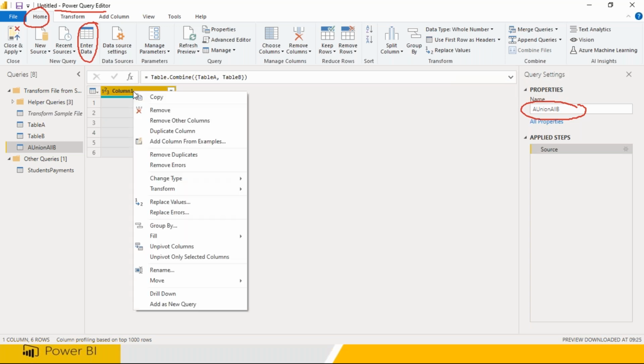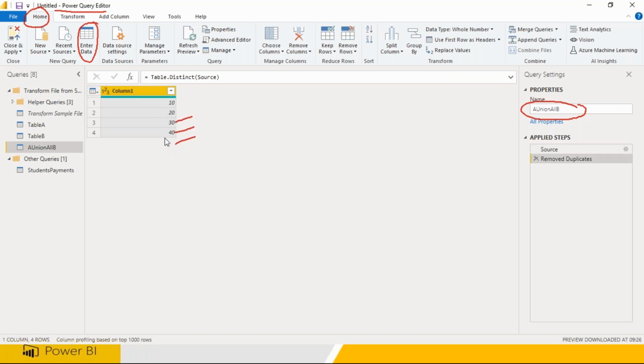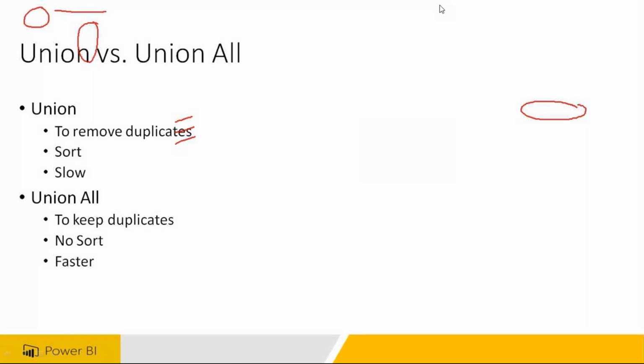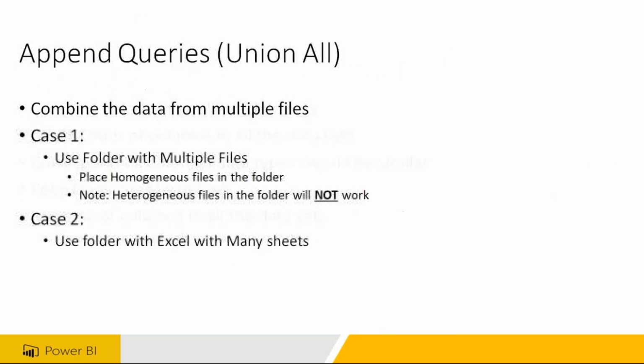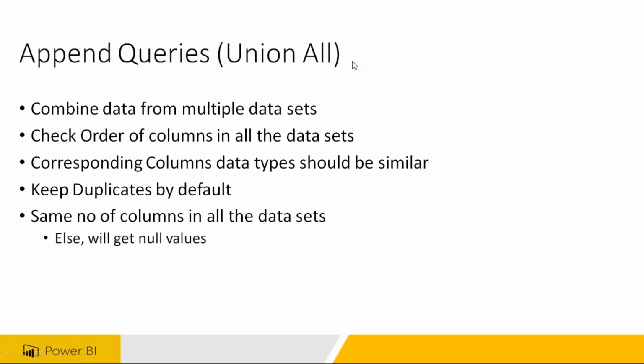I go here, right click on this, and you can say remove duplicates. Where is the remove duplicates? So when you click on this, it removes duplicates. So this is what is called union. Clear? 10, 20, 30, 40 is here. So no duplicates. Clear? So appending queries means union all. So that is why union all is always faster. It is not going to delete anything. If you wanted to delete, you have to manually use that. Clear? So many people would ask you why appending queries is union all.